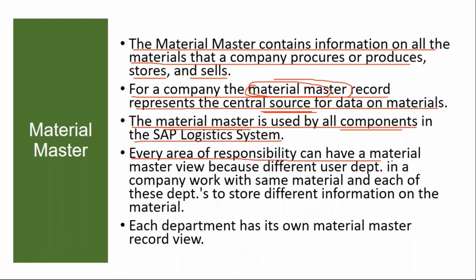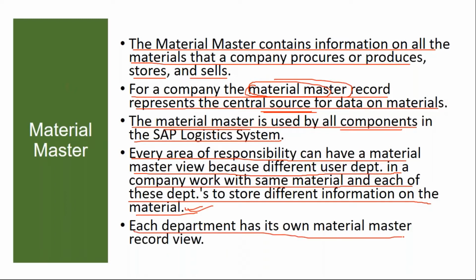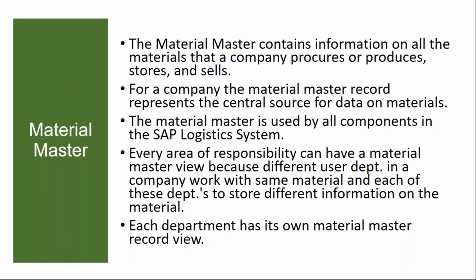Every area of responsibility can have a material master view because different user departments in a company work with the same material. Each of these departments stores different information on the material. That's what I just explained. So this material master is used by all the departments within the company. They will maintain their department specific data in this material master. Each department has its own material master record view. So in the material master, every department will have their own view. In that view, they will maintain their data.